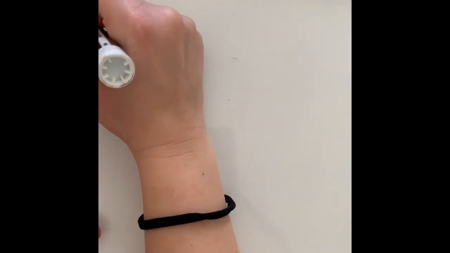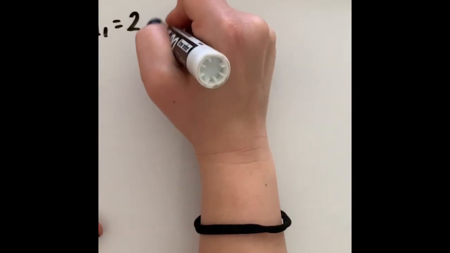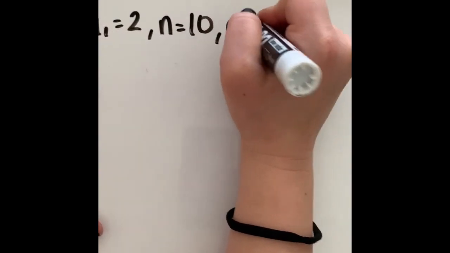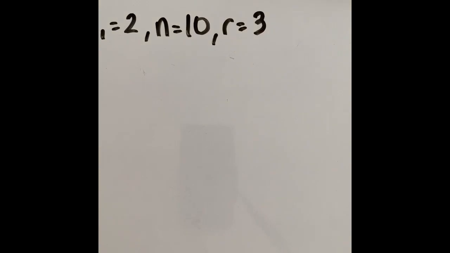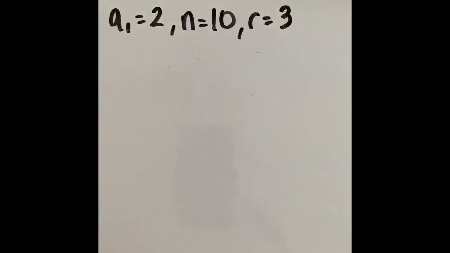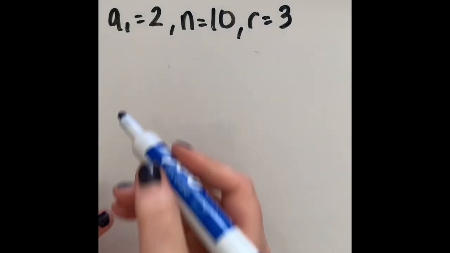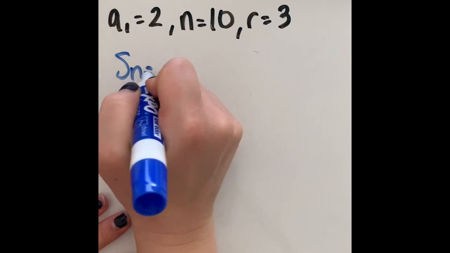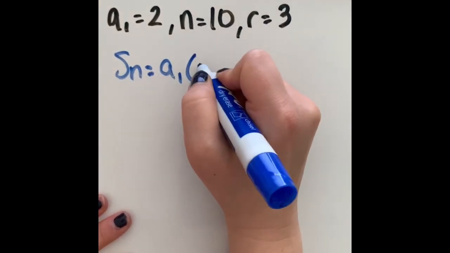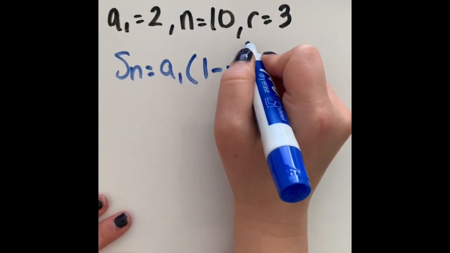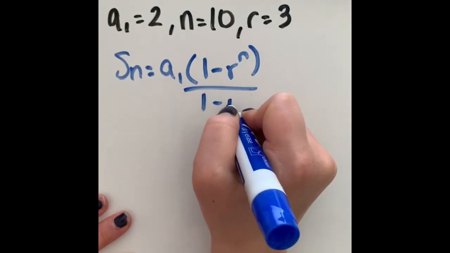Let me just make that better. Okay, so a sub 1 equals 2, n equals 10, and r equals 3. Those are the values that we know for this problem, and we're going to plug them into the formula. The first thing, remember, is I do factor it out. So I've got S sub n equals a sub 1 times 1 minus r to the n, all over 1 minus r.